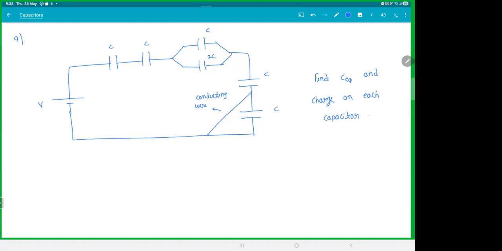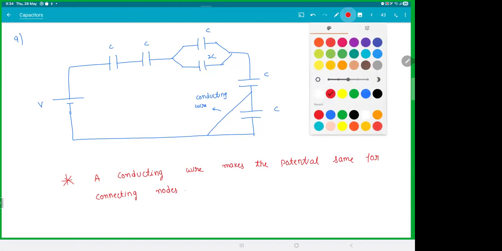Okay, let's see. First of all, let's talk about what happens if you put a wire. This is important. A conducting wire has only one thing. It will make the potential the same. It will do nothing else. A conducting wire makes the potential the same for the connecting nodes. So whichever points you connected, the potential of both will become the same.